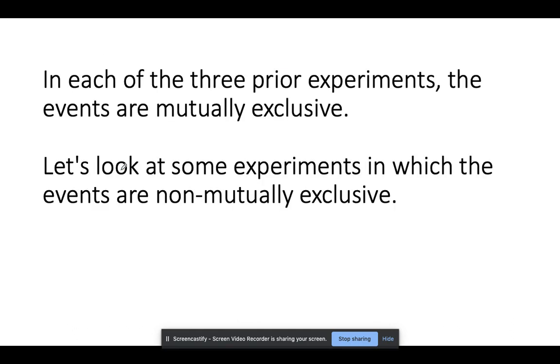So in each of those 3 prior, keep this in mind that those events were mutually exclusive. The 2 events that we had on either side of the OR could not happen at the same time. So what happens when we have non-mutually exclusive events? So let's look at an example here.